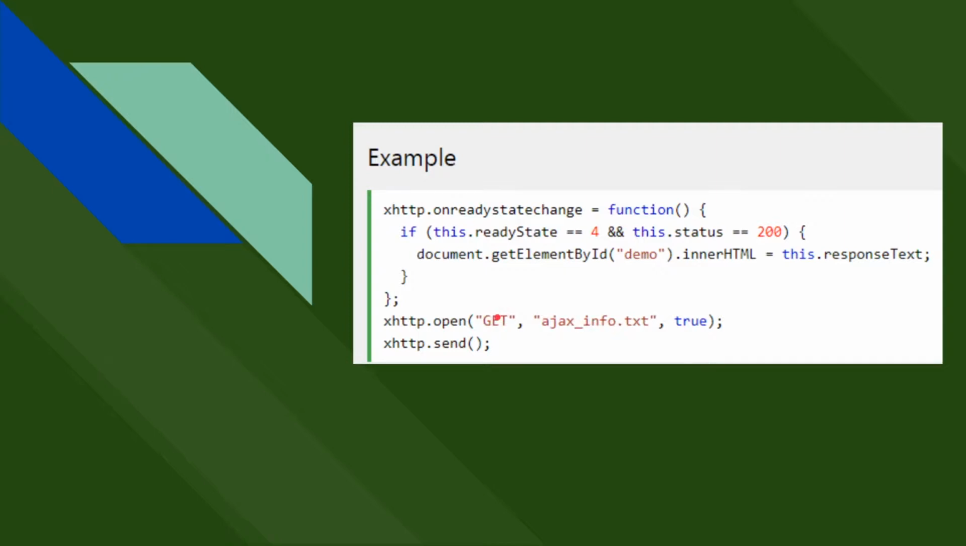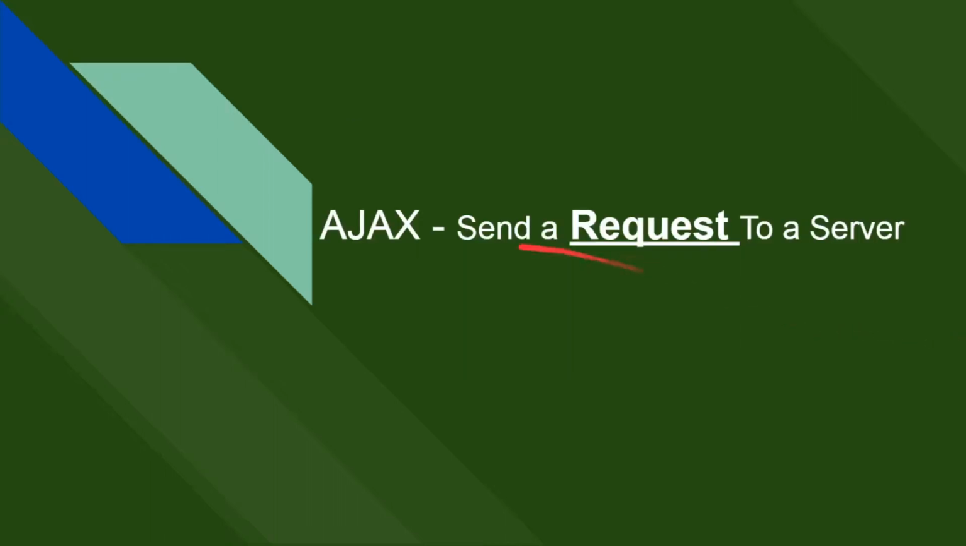So if you want information from the server, you use the get method. If you want to send data to the server, then you use post as the parameter. Now, as we have seen the first property, we're gonna see the request methods. The request is going to the server.